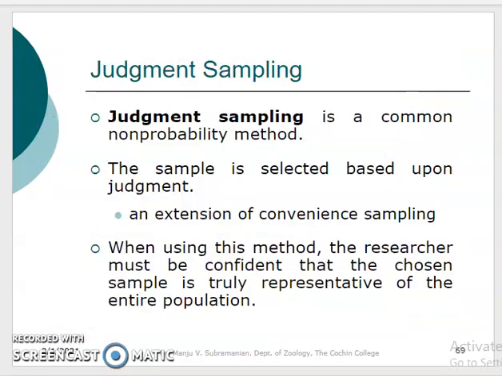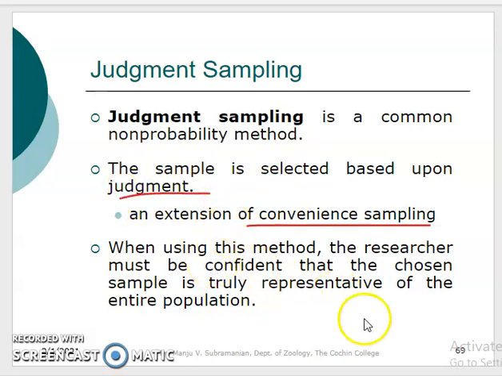Then there is judgment sampling. It is a common non-probability method, and the sample is selected based upon judgment. It is an extension of convenience sampling and can be considered similar to it. In convenience sampling, the sample is based upon the convenience of the investigator, and here also we are just taking the sample based upon the judgment of an investigator.